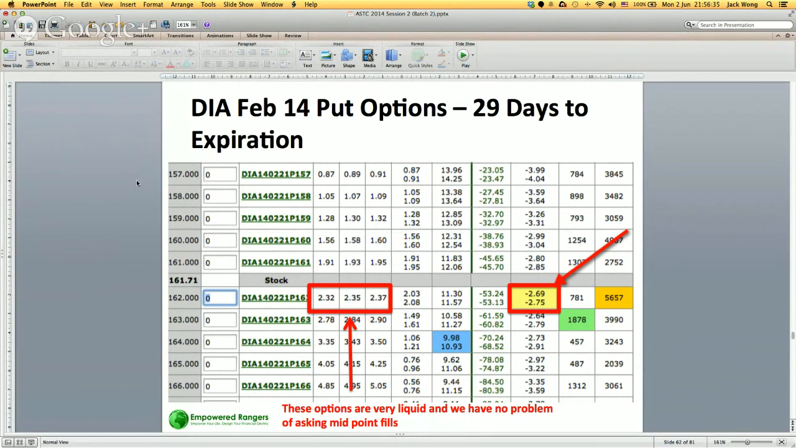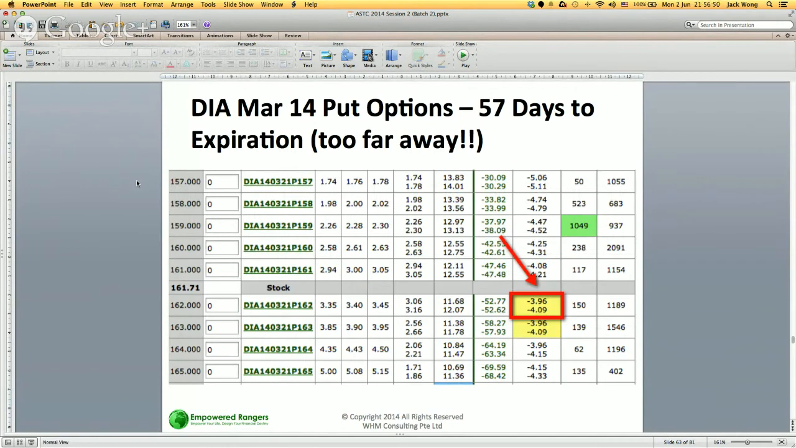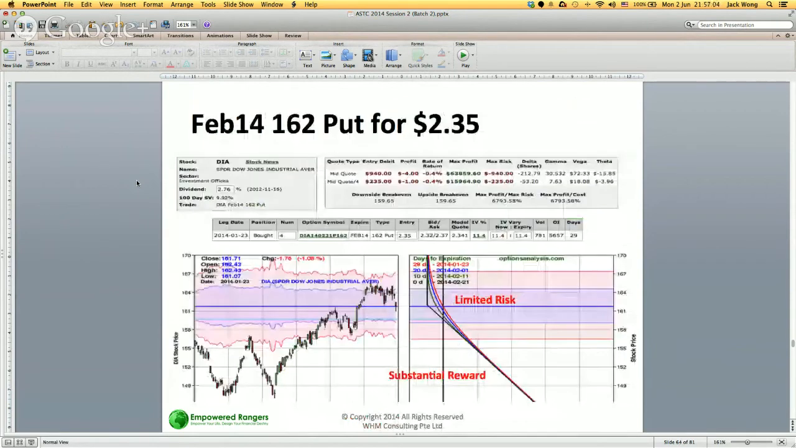So with this kind of trade, you need to get in fast. You need to take action fast. You cannot wait, because when you are late, the next day the market may snap back and your position will get hurt. The example here is I choose Feb because Feb has 29 days. If I want to buy March, that's too far away. Why do I want to buy a 57-day option for insurance? I'm overpaying my premium, so it doesn't make sense. So: 162 put, Feb 2014, for $2.35.